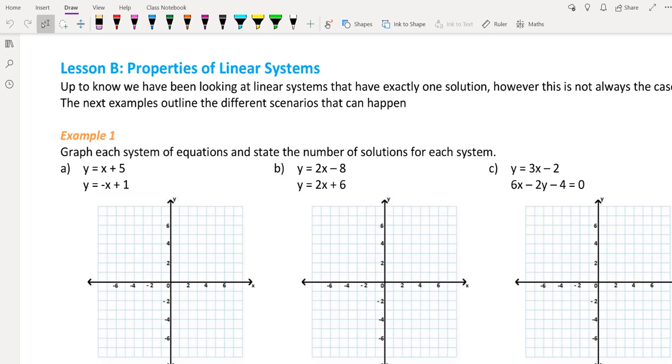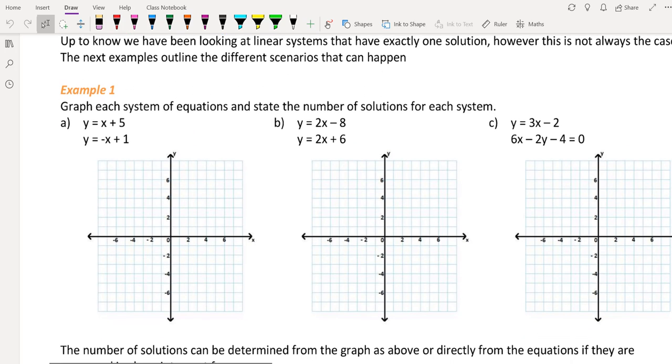The systems of equations we've looked at so far have always had one solution, but that may not always be the case. So today we're going to investigate some properties of linear systems. To start off, in example 1, we have 3 different systems of equations, and I would like you to graph these lines and tell me how many solutions each one of these systems has. So pause the video, give that a try.